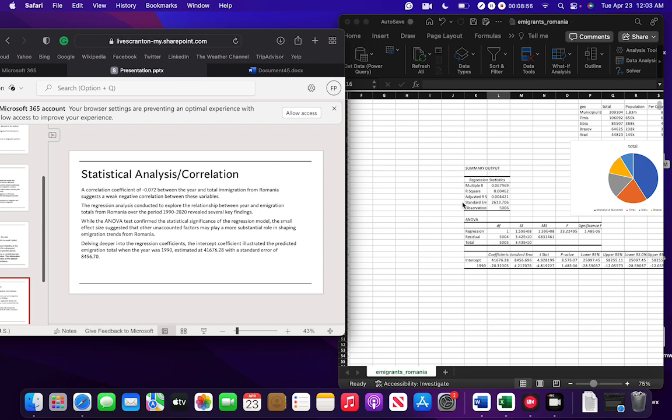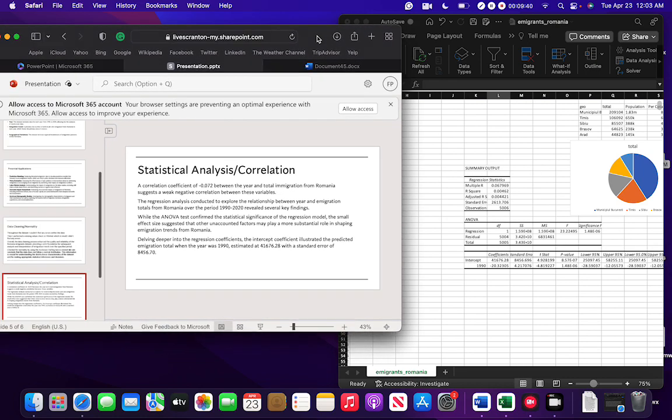The R-squared value suggested that merely 0.46% of the variability in immigration totals could be explained by the year variable. The adjusted R-squared value remains similar to R-squared, indicating minimal improvements in the model's fit with the inclusion of the year variable. While the ANOVA test confirmed the statistical significance of the regression model, the small effect size suggests that other unaccounted factors may play a more substantial role in shaping immigration trends from Romania.